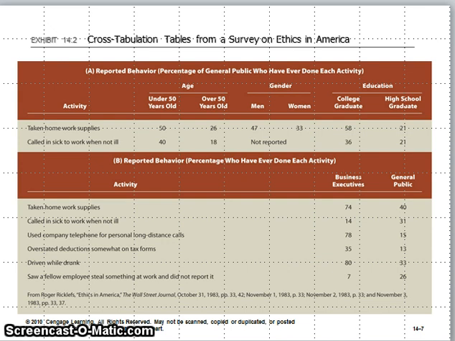Used company telephone for personal long-distance call. Ooh, a high percentage of business executives have done that. Overstated deductions, somewhat, on tax forms. A higher percentage of business executives. Driven while drunk. Ooh, business executives had the highest percentage here as well. It says a fellow employee steals something at work and did not report it. If you saw someone do this, would you report it? It looks like the general public would tend not to, whereas business executives would.